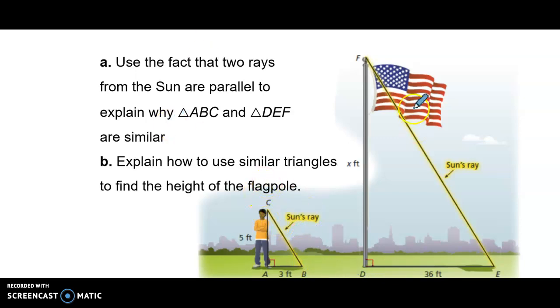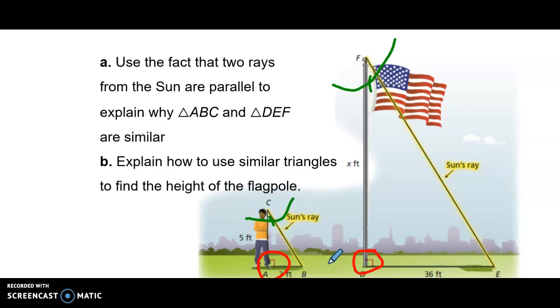So what can we use from all of our angle studies? If they're parallel, what do we know about this angle and this angle? Well, they're corresponding angles, and corresponding angles are congruent. So this angle has to be the same as this angle. So now I have one angle pair that's the same, and here I have a right angle, and here I have a right angle. So I have two angle pairs that match. These two triangles, the one formed by the flagpole, the sun, and the shadow, and the one formed by the boy, the sun, and the shadow, are similar triangles.